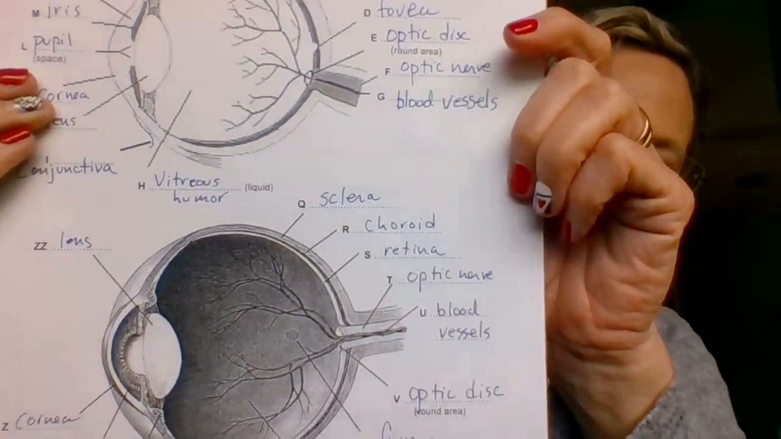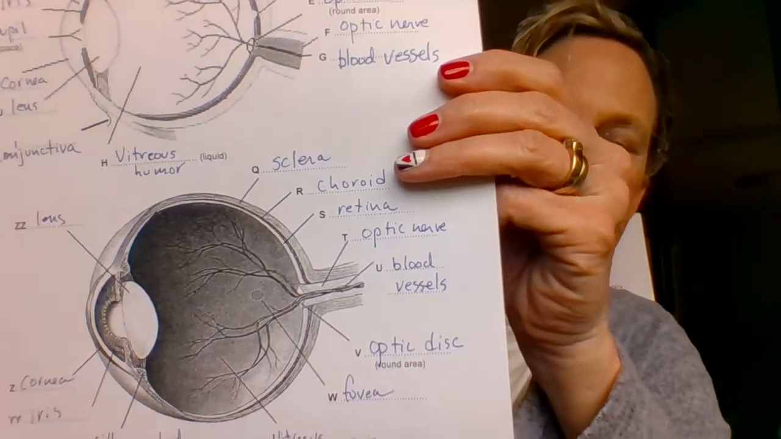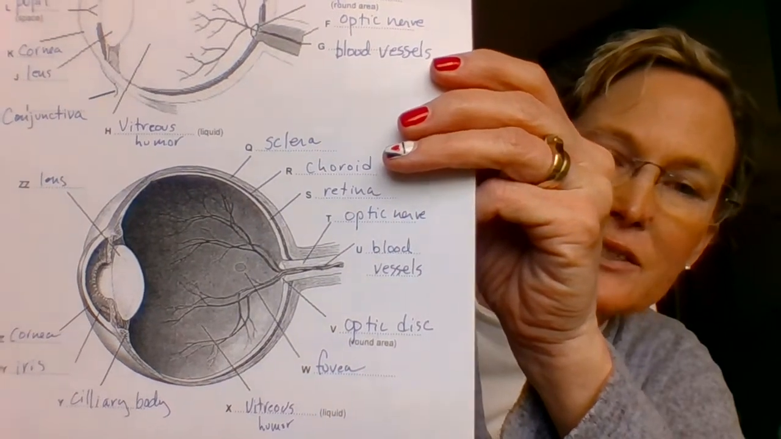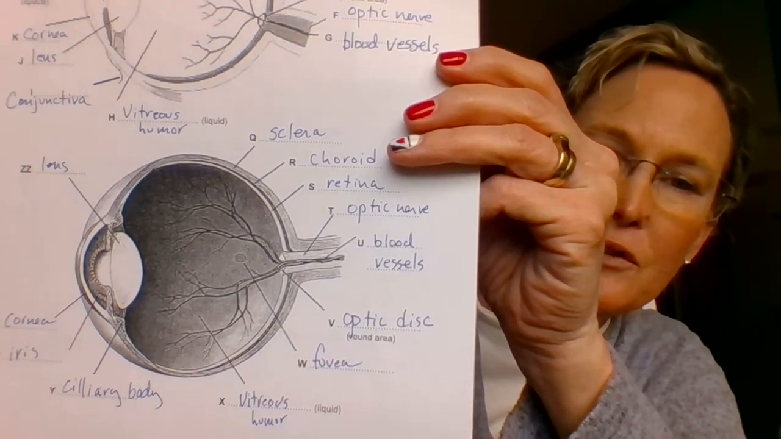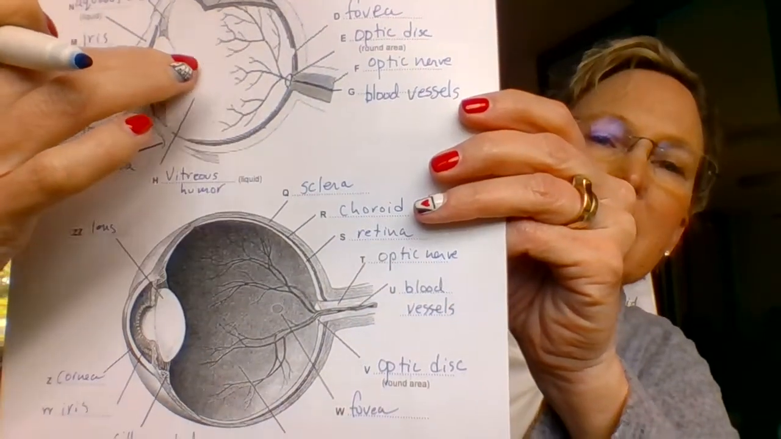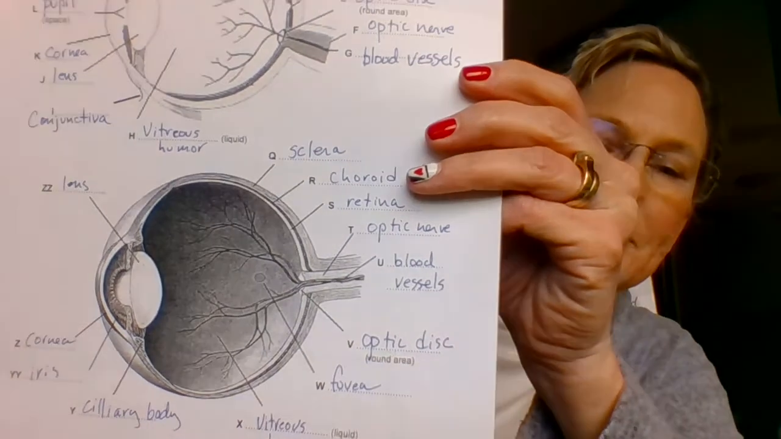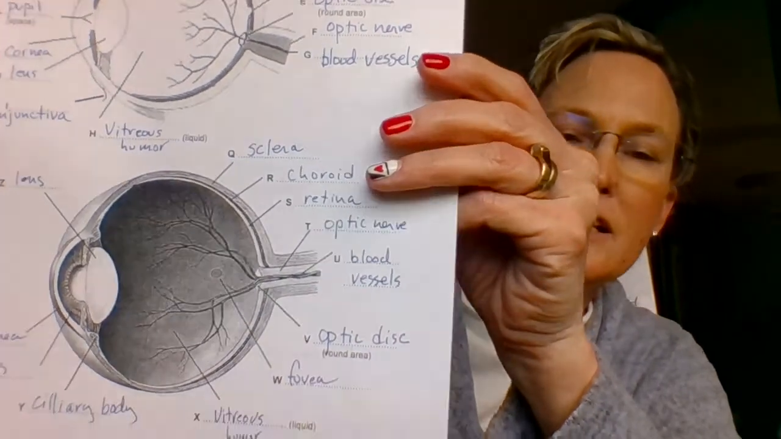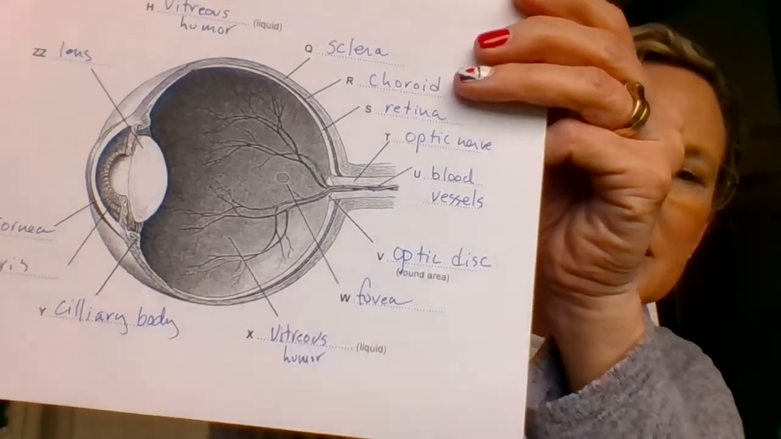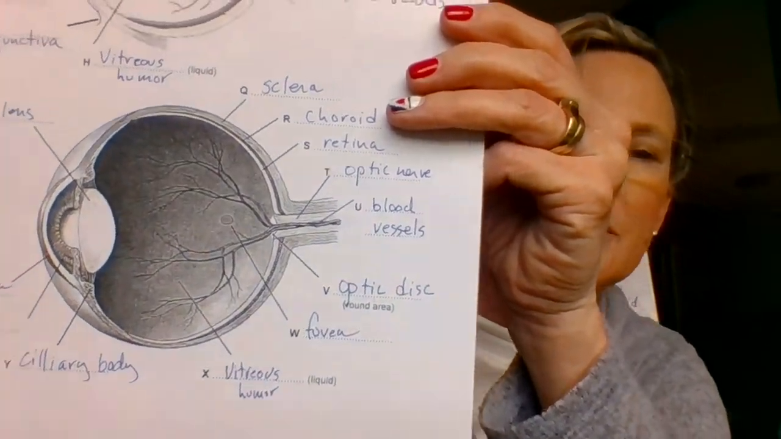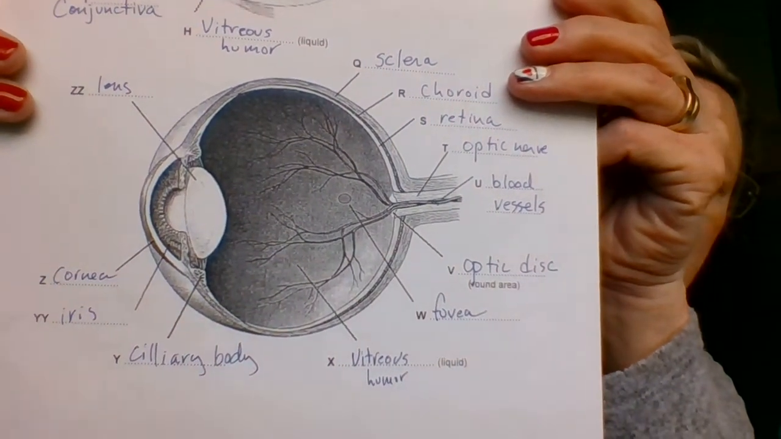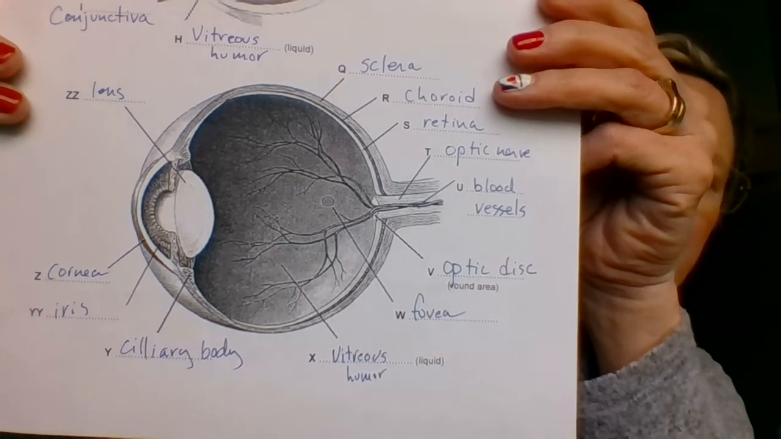Okay, and then you have the sclera, the choroid, the retina, the optic nerve, the blood vessels, the optic disc, the fovea. So it looks a little different there, right? Than up here. Those are both the fovea. Okay, both W and D. And then you have your vitreous humor, that's the liquid inside, the ciliary body attached to the lens. And then your iris, cornea, and lens.